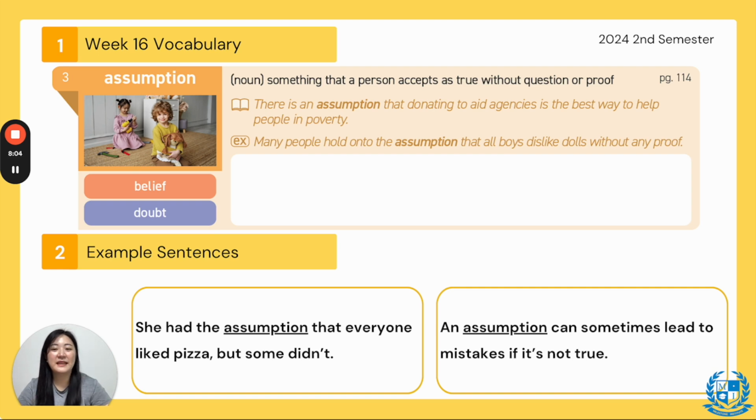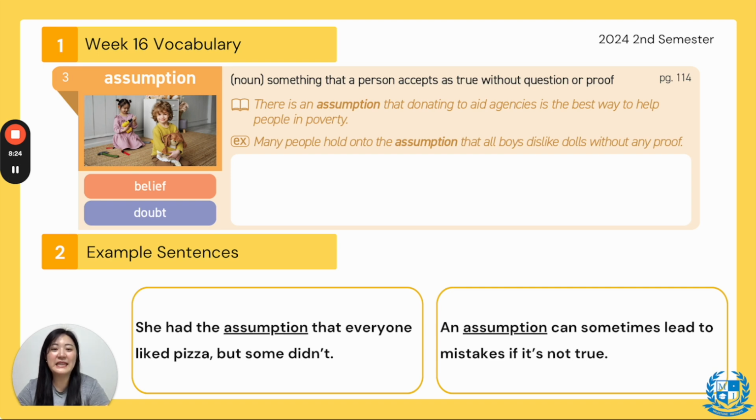Over here, it says, she had the assumption that everyone liked pizza, but some didn't. So maybe someone is lactose intolerant and they can't eat cheese. Then that person cannot eat pizza, right? But she assumed, she had the assumption.